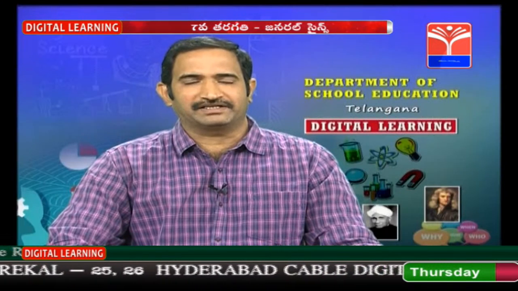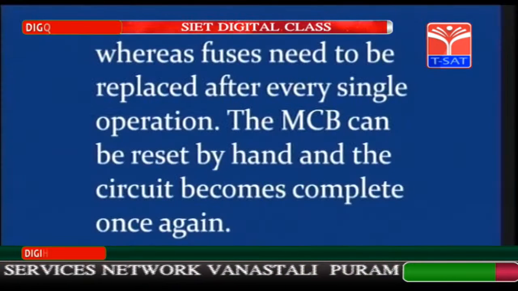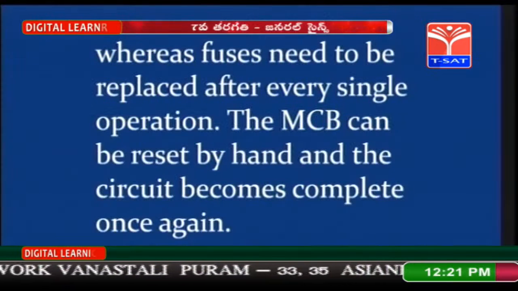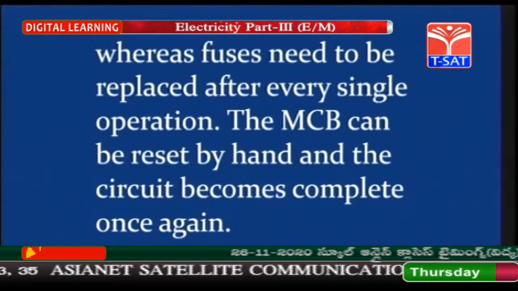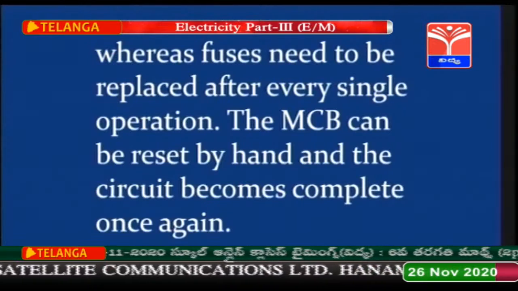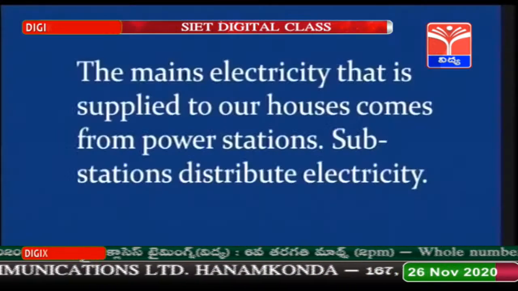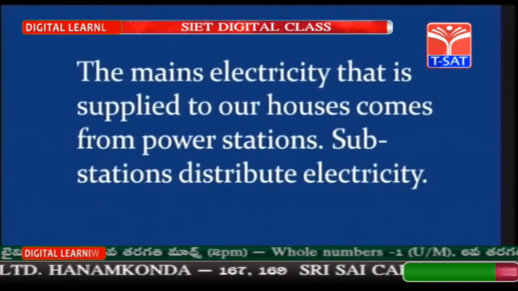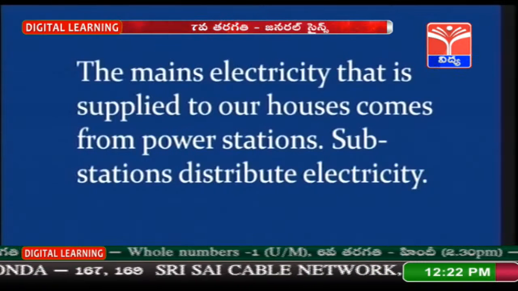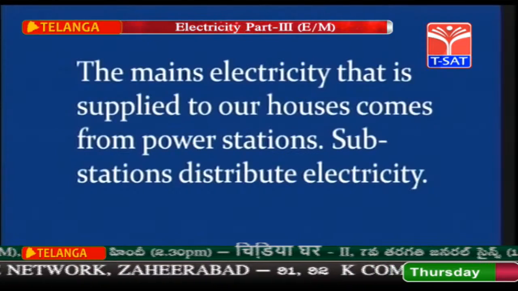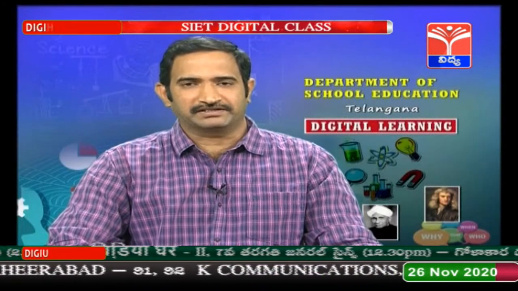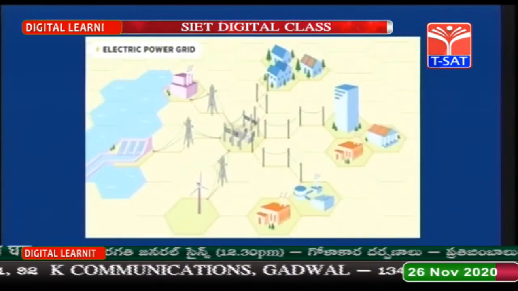Now how does that electricity enter our house? Whereas fuses need to be replaced after every single operation, the MCB can be reset by hand and the circuit becomes complete once again. The mains electricity that is supplied to our houses comes from power stations. Substations distribute electricity. Yes, now look at this picture.